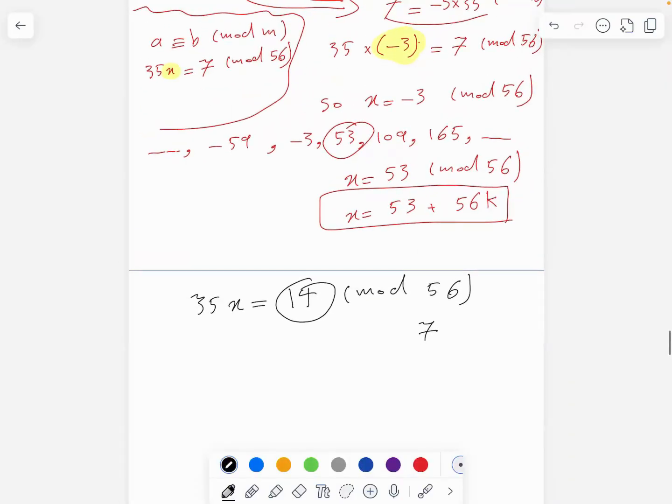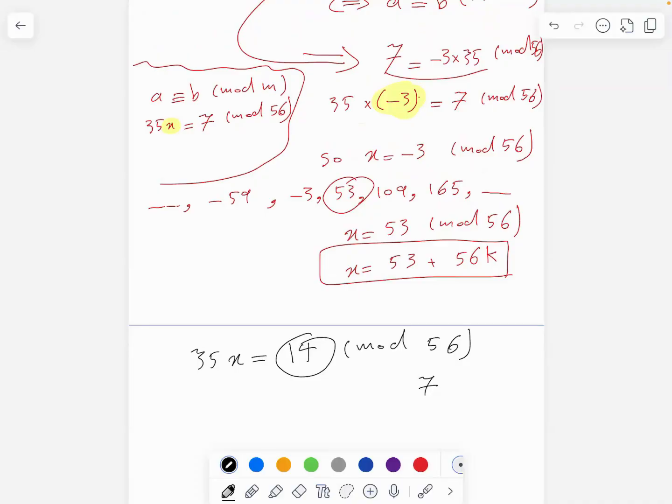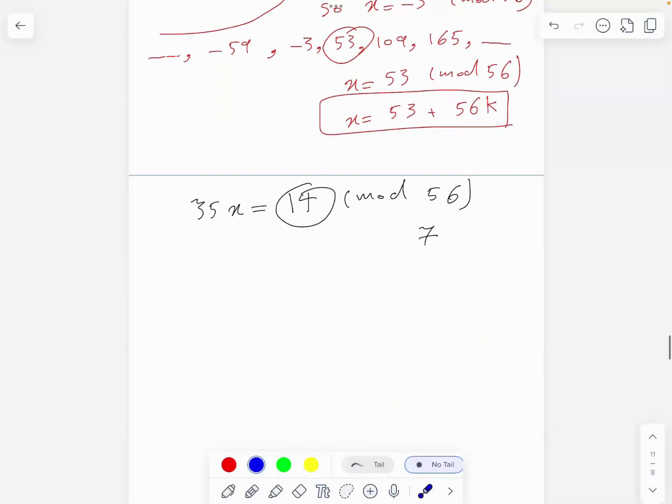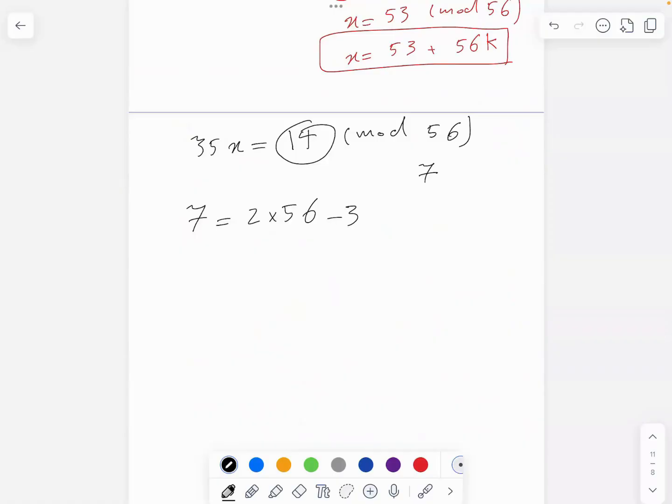You use the linear combination you wrote here: 7 equals 2 times 56 minus 3 times 35. In this situation, you should multiply both sides by 2. This shows that the GCD has to divide the right-hand side; the right-hand side, 14, has to be divisible by the GCD. So this will be 14, and this will be 4 times 56.